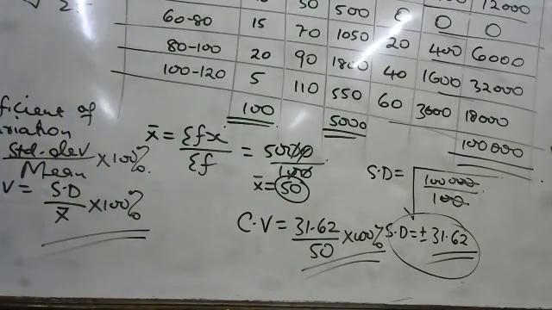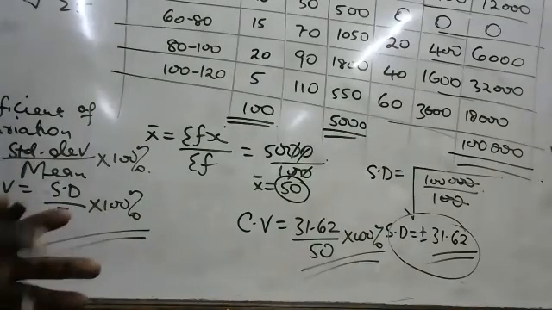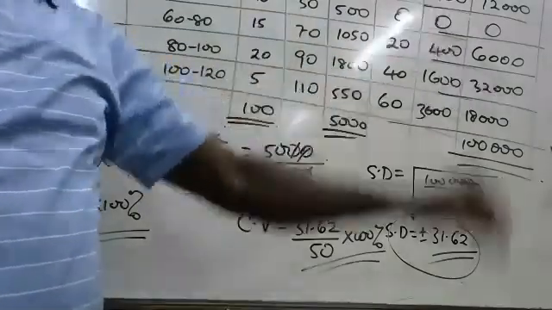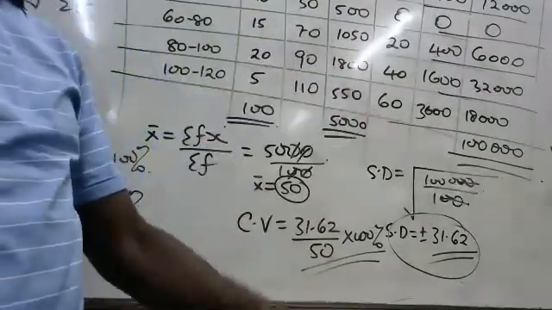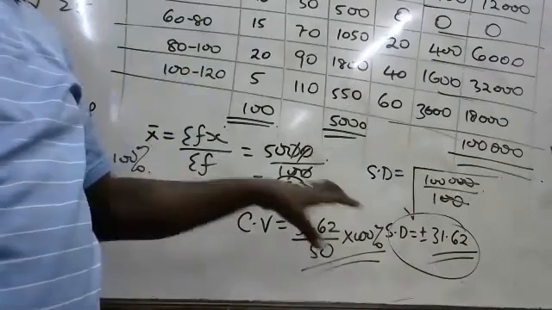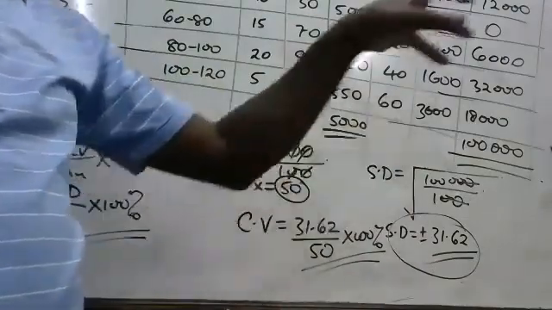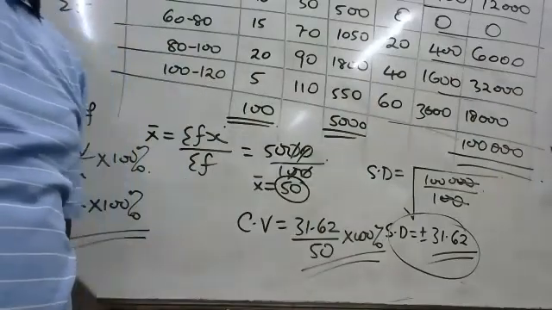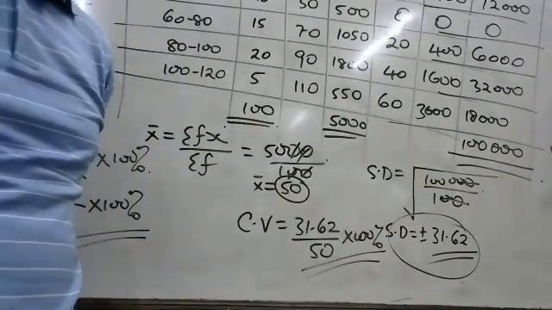So the moment you have been asked to calculate the coefficient of variation, just know you'll have to go through the whole process of calculating the standard deviation. The answer for standard deviation, you divide by the answer for the mean. It is going to give you the coefficient of variation by multiplying by 100, whatever you get after dividing.